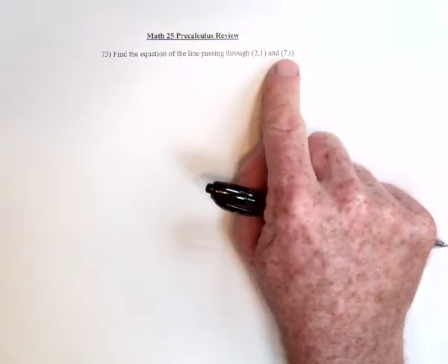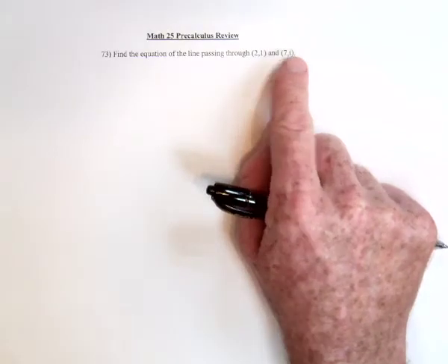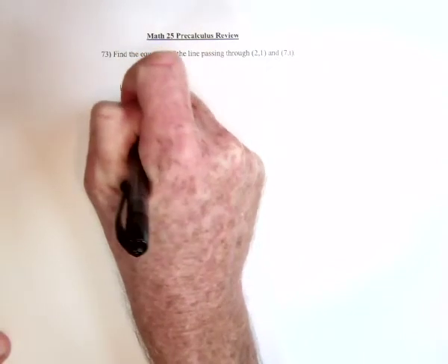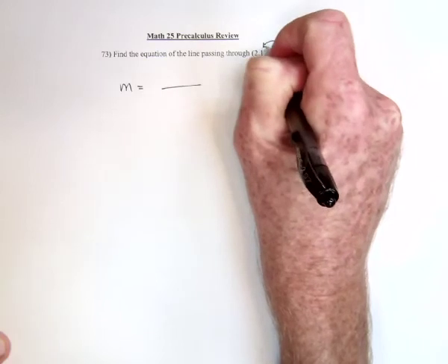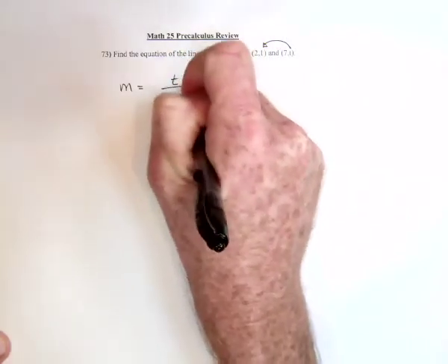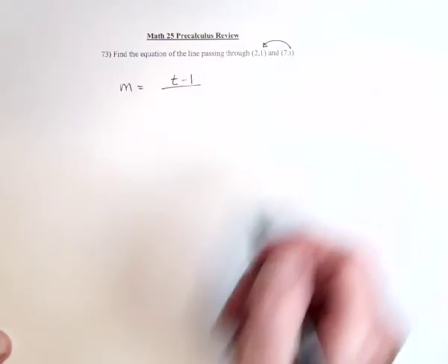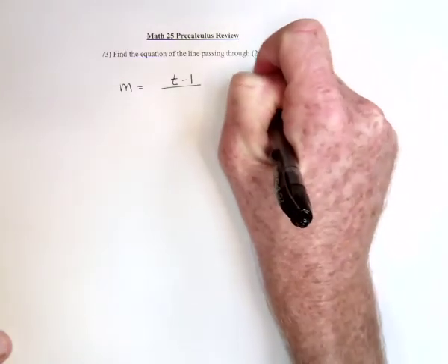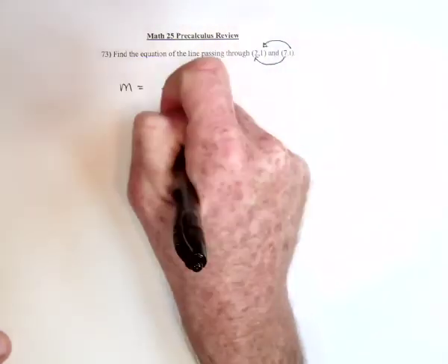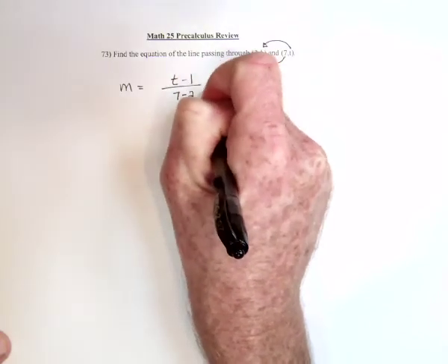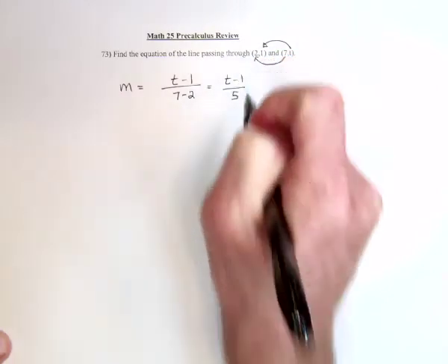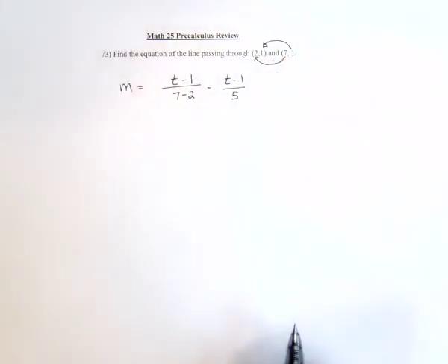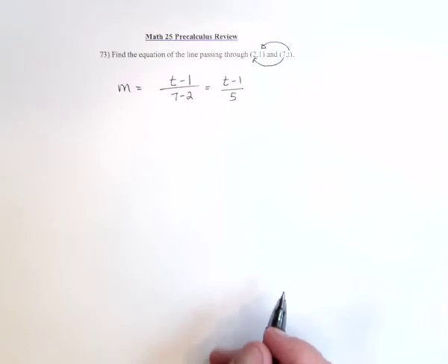What if the second component here is a variable? Well, we'll still use the slope formula, that you subtract the 2 y values and then subtract the 2 x values. So the slope is going to be t minus 1 over 5. Since we don't know what t is, then we just have to have the letter t in there.